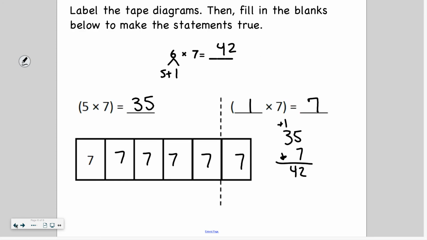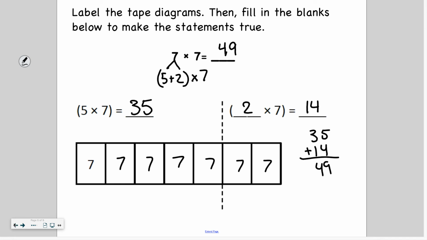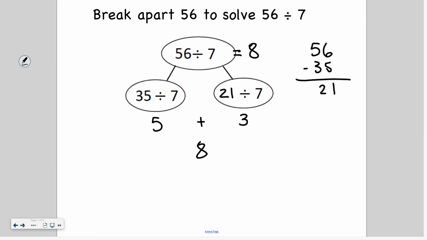For addition, it can be any number as long as they add up to the number that you started with. For example, 5 plus 1 equals 6, 5 plus 2 equals 7. The numbers could be random as long as they add up to the number that you're breaking apart. For division, they have to add up to this number, but they also have to be divided by the other number that you're trying to divide. For example, if I were to pick 30 and 26, it wouldn't work because 30 can't be divided by 7 evenly. That's what I mean by they have to be able to be divided by the number that's being divided.